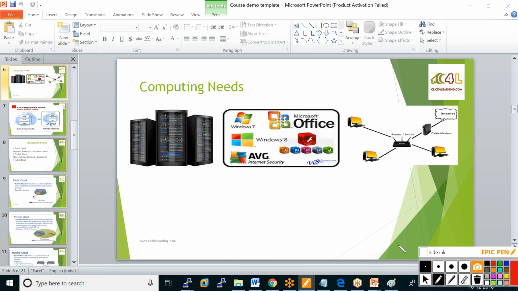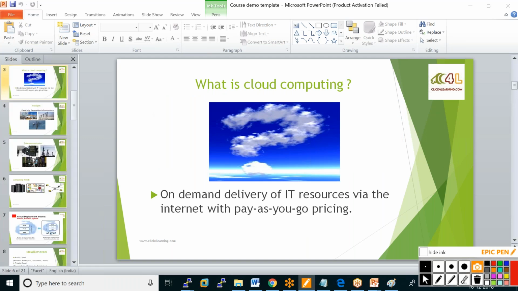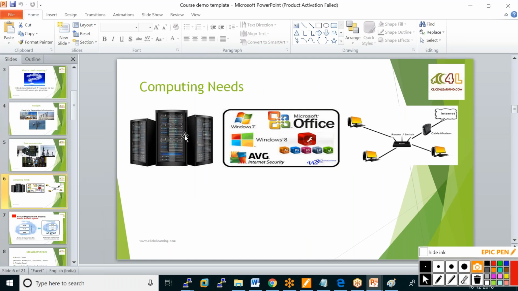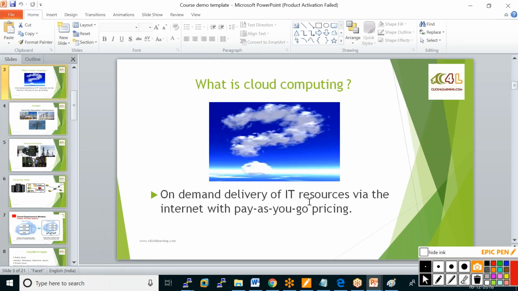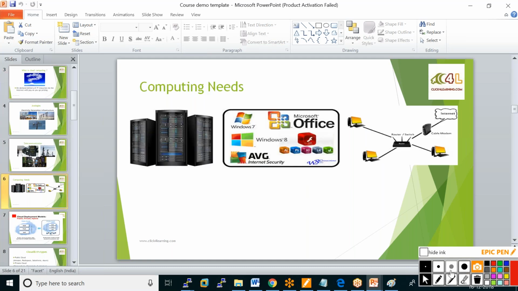Now come back to the first slide. Here it is on-demand delivery of IT resources. What are all the resources? These are the resources: servers, storage, software, networking, everything. Where will the resources be? The resources will be at the data center. How can I connect with the resources? The location where the resources are is the data centers.